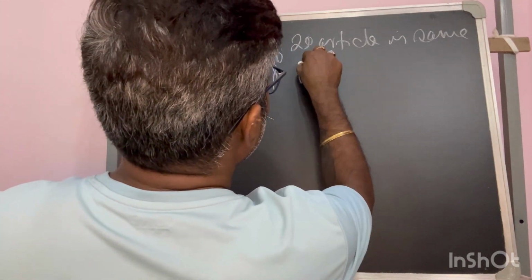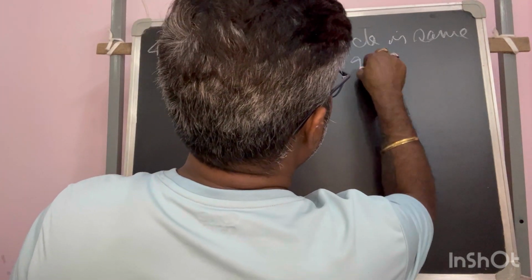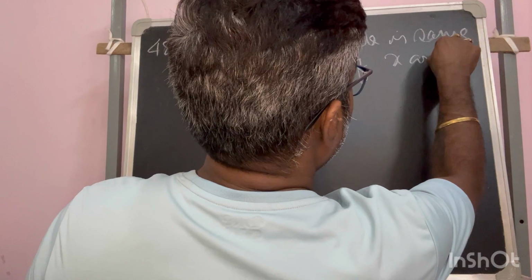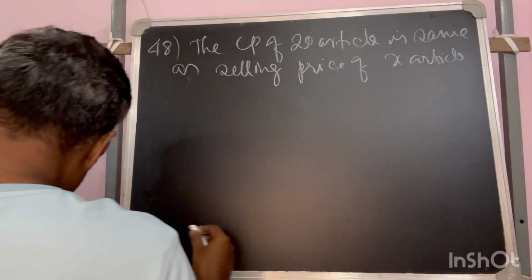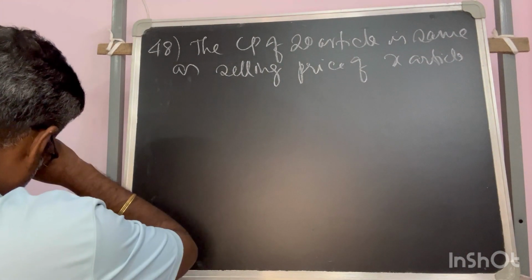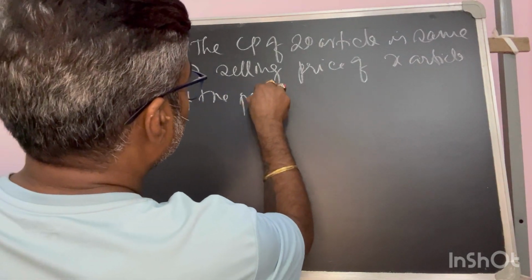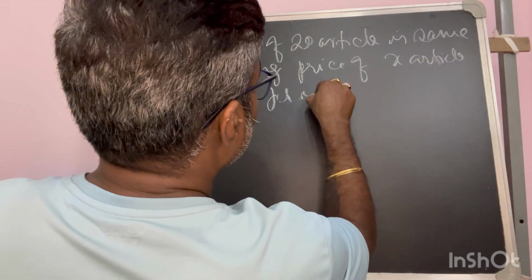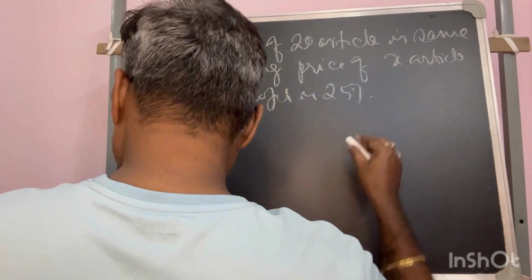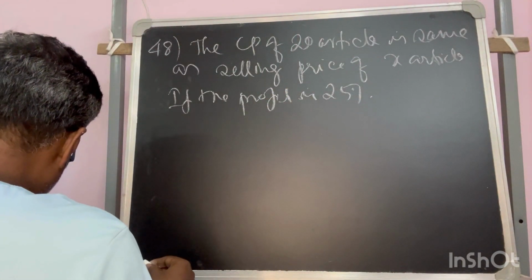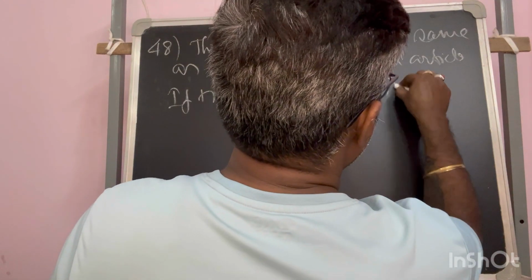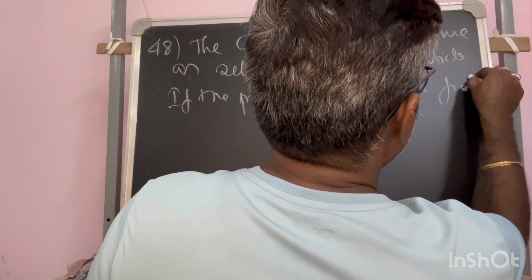Selling price of X article. If the profit is 25%, then find X.